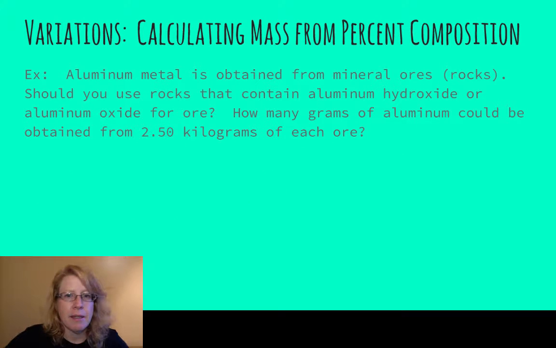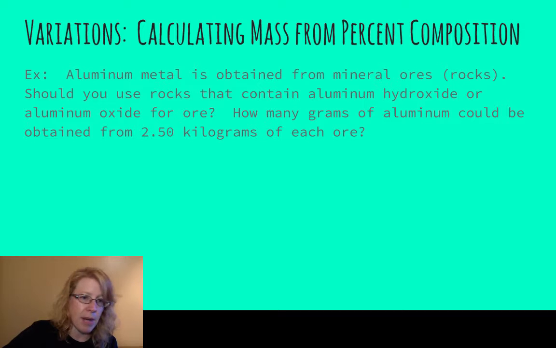All right, one more percentage composition problem here. So if I've got aluminum metal, or if I'm trying to get aluminum metal, I should say. This is actually obtained by mining. We get it from different types of rocks, and these are called ores when we get them out of the ground, when they're sources of aluminum. So here's the question, an application question here. Should I use ores that contain aluminum hydroxide or aluminum oxide? Which would be more effective in terms of getting aluminum to be able to do some mining?